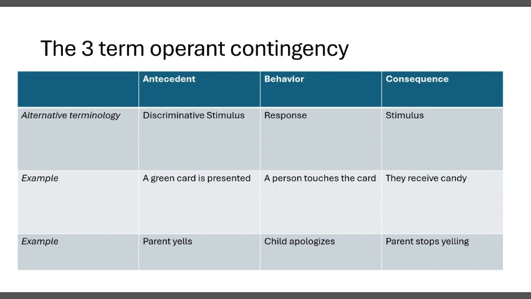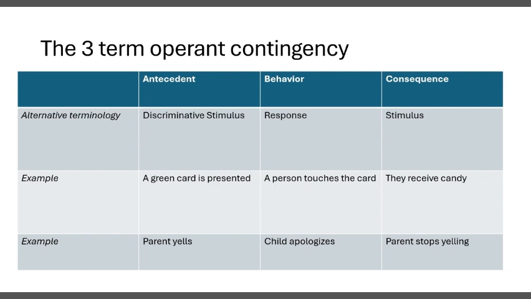And then instead of consequence, we call it a stimulus. And that really reminds us that what's happening is the behavior is producing some kind of new stimulus. And of course, that stimulus might have a consequential function. So ABC or SDS, both ways of talking about the three-term contingency.